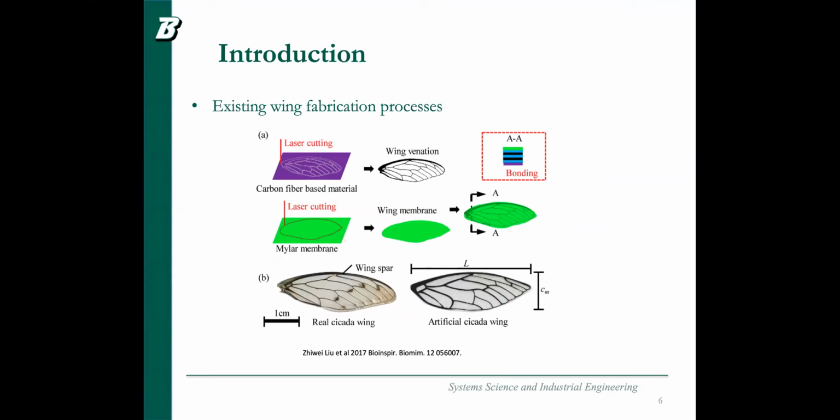Okay, so you can see in sub figure B, the left side shows the real cicada wing, and the right side shows the artificial cicada wings. Those are some existing wing fabrication processes as an introduction.